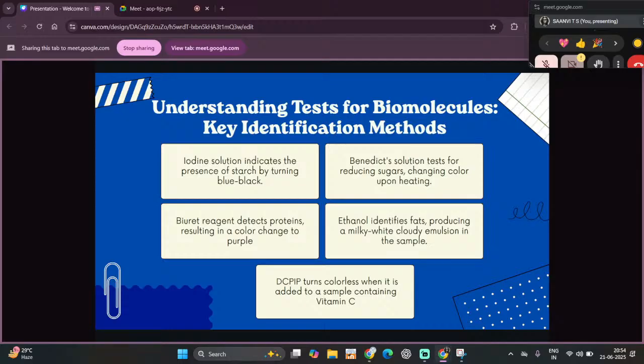The last test is the DCPIP test, which turns colorless when added to a sample containing vitamin C. Do you guys know what vitamin C is? I mean, what is the real name of vitamin C? I'll wait for your answers in the chat for 2 minutes. To repeat the question, do you guys know the actual scientific name of vitamin C?